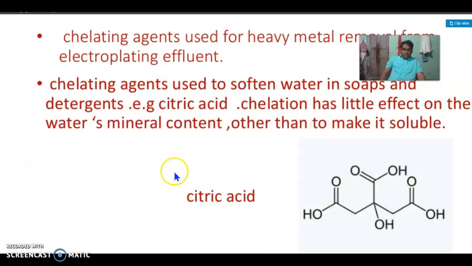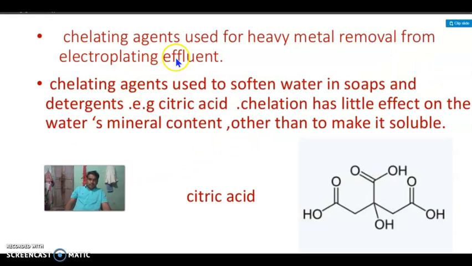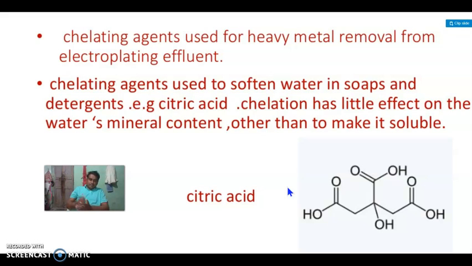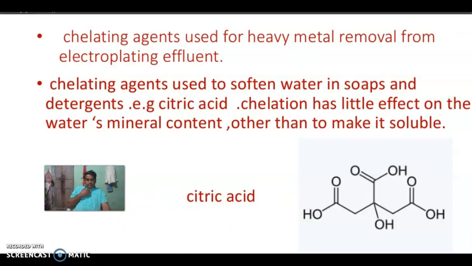Now next, chelating agents are used for heavy metal removal from electroplating effluent. Chelating agents are used to soften water in soap and detergent, for example citric acid. Chelation has little effect on the water's mineral content other than to make it soluble. For example, citric acid is used to soften drinking water or industrial water that contains some soap or detergent. It easily removes these impurities by coordination.